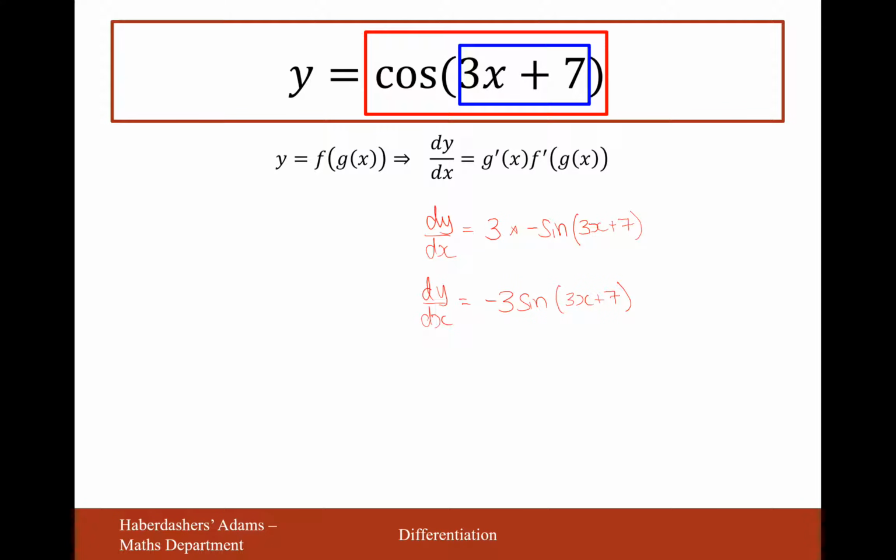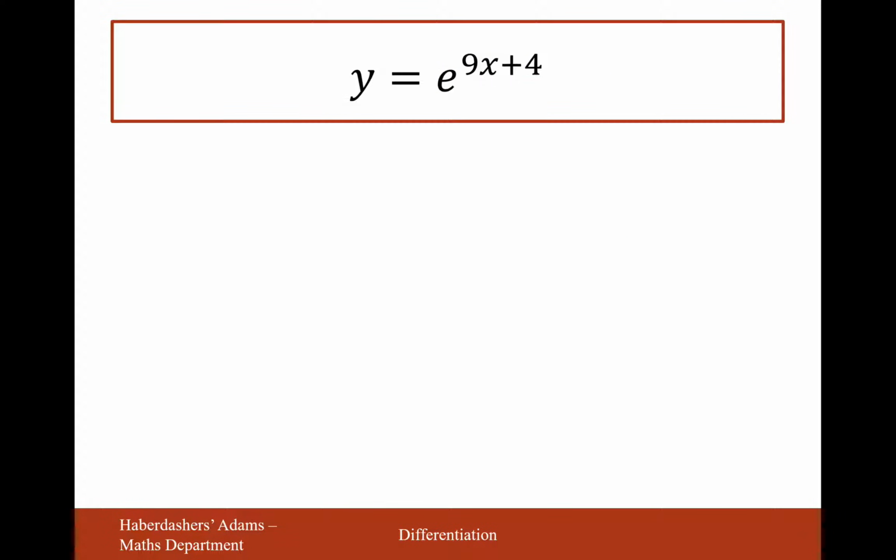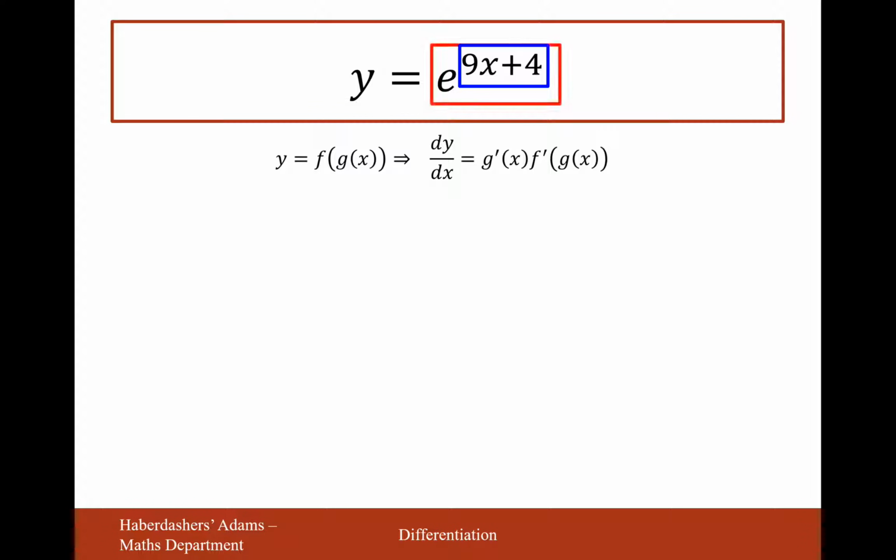Okay. Next one, pause the video and have a go at this question. So we have y equals e to the 9x plus 4. Again, this is chain rule differentiation. We have one inside function that's 9x plus 4, one outside function that's an exponential function. So we get started by differentiating the inside function first.